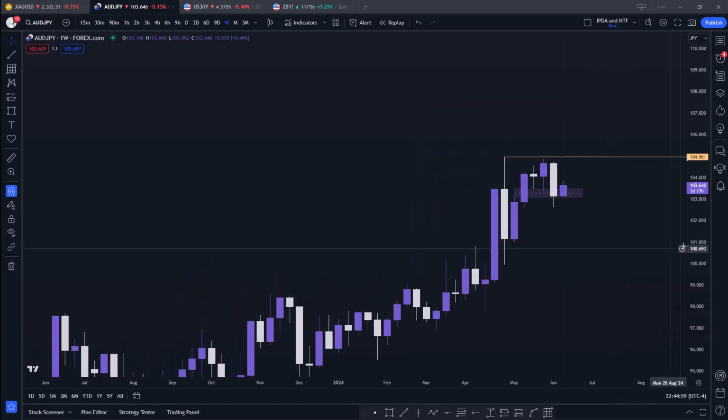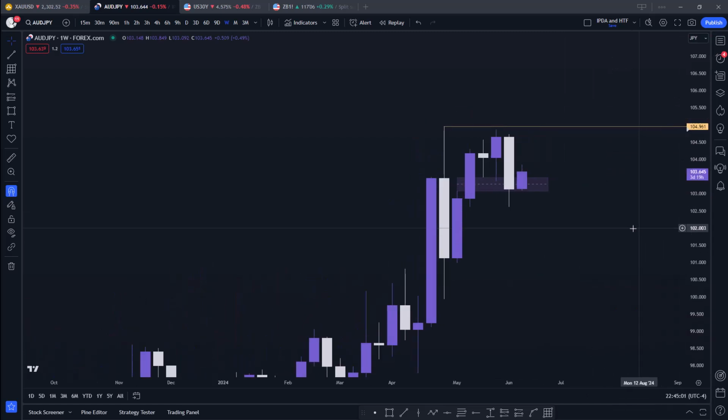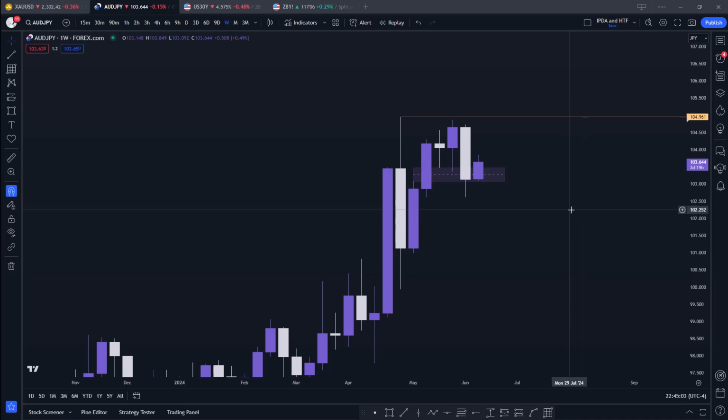The only thing that I trade is internal range liquidity to external range liquidity. By internal range liquidity, I basically mean a fair value gap. By external range liquidity, I mean a swing high, a double high, or a swing low and double lows.